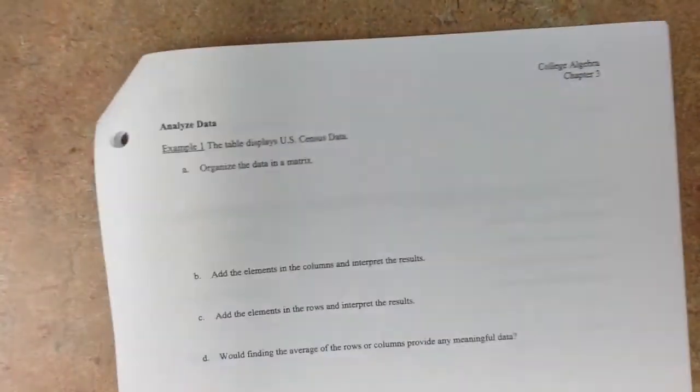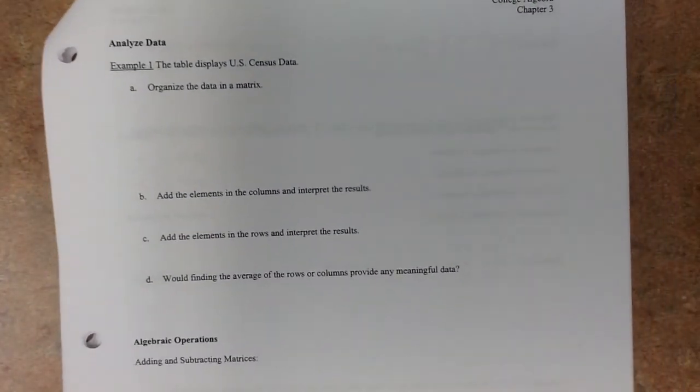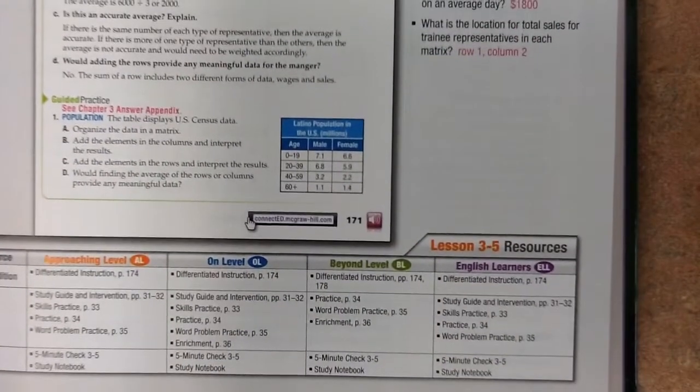Let's flip over. We've got a couple of examples here. Found my first mistake of this packet. It says the table displays U.S. Census data, and then there is no table. So here's the table that we are supposed to be looking at right here.